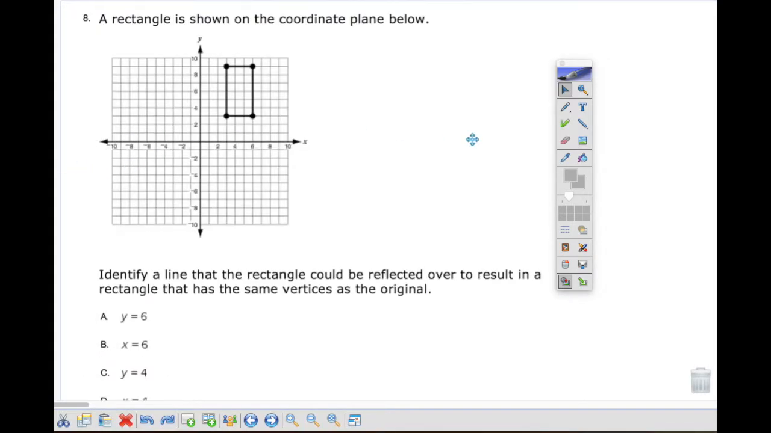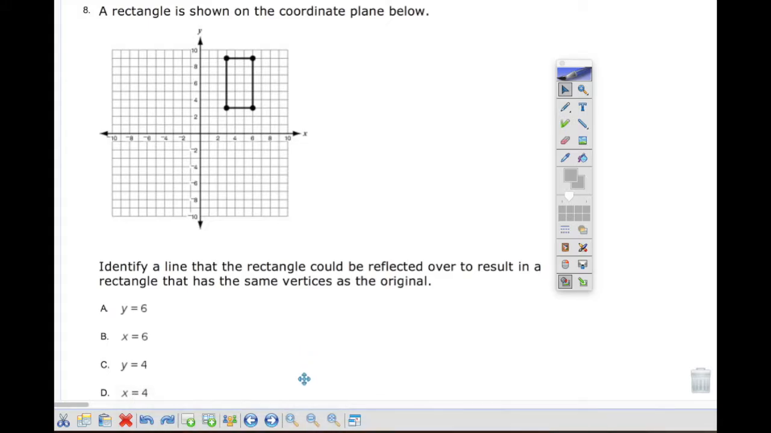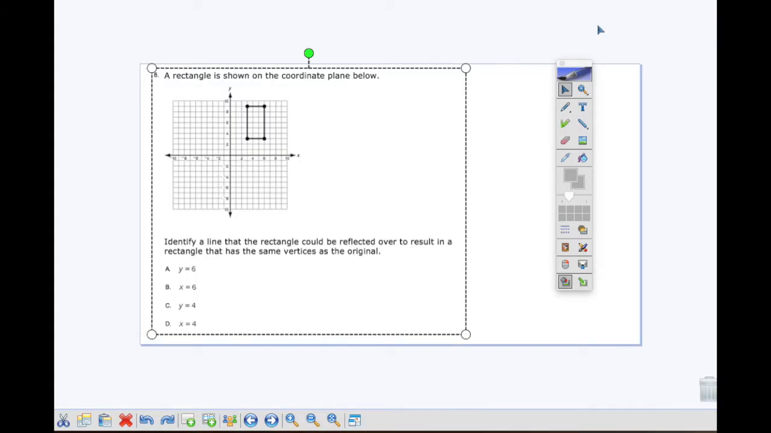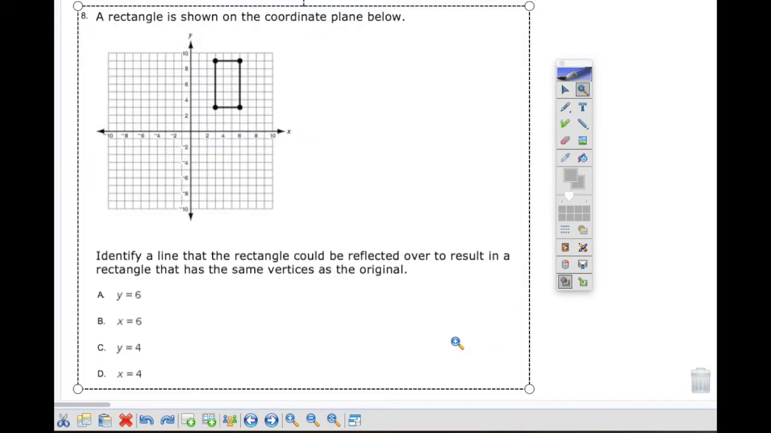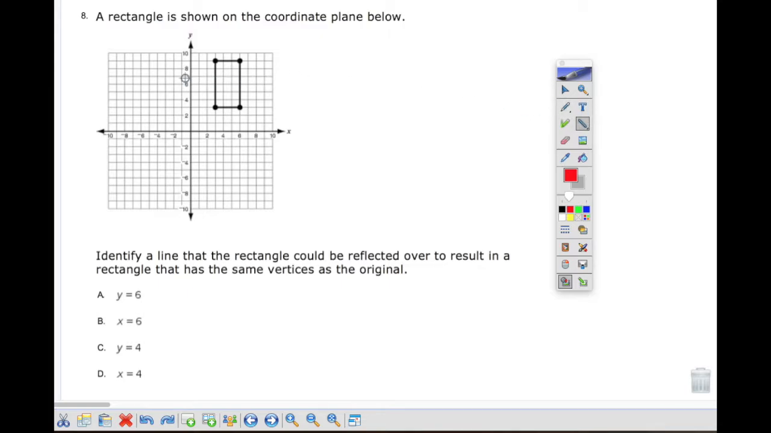Let's do some more. Which line would cause this figure to have the same vertices as the original? So in other words, if we reflected this shape over which one of these lines, would it be the same as the original? See if you can figure out what that would be. Y equals 6 means I would go to the y-axis to 6. And that does look like a line of symmetry. If I reflected, it would be exactly the same.